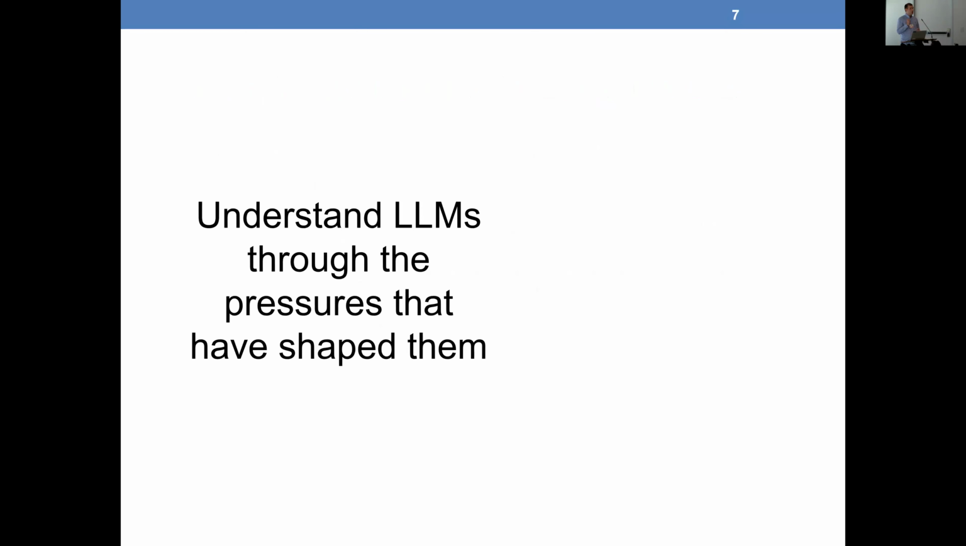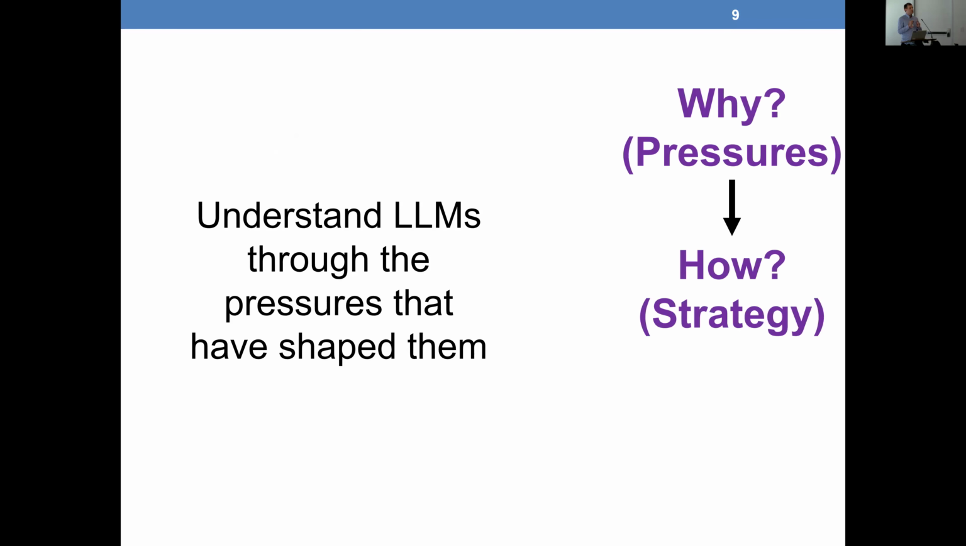The approach that I'll be arguing for is to understand large language models via the pressures that have shaped them. So the basic outline here is you start by identifying the pressures that have shaped the system, and then you reason about what strategies a system would be likely to adopt in response to these pressures, and then ask if a system is using that strategy, what strengths and limitations would it have? In what settings would the strategy work well or poorly?